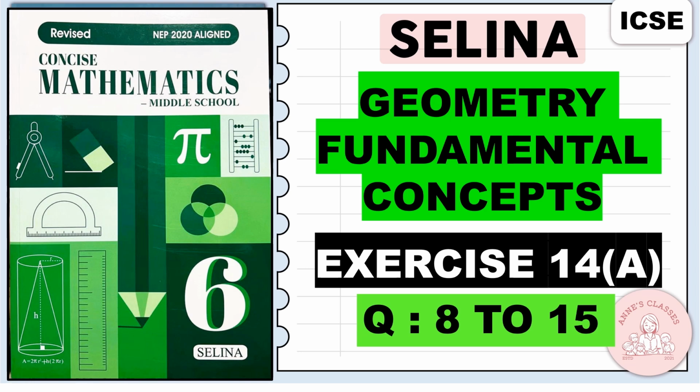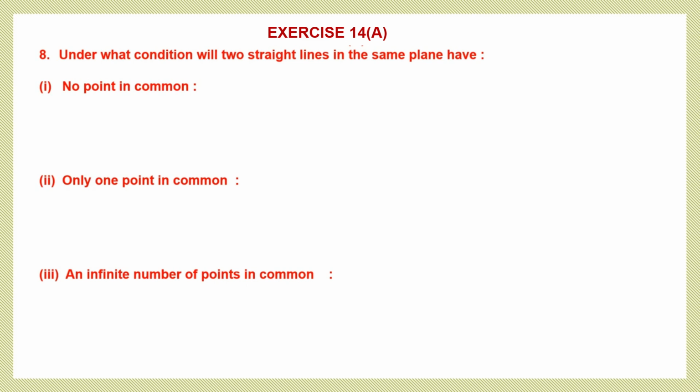Let's do Geometry, Fundamental Concepts, Exercise 14a. We are on question number 8. Under what condition will two straight lines in the same plane have no point in common? When will two straight lines have no point in common? When the two straight lines are parallel to each other. When they are parallel to each other, they will not have any point in common.